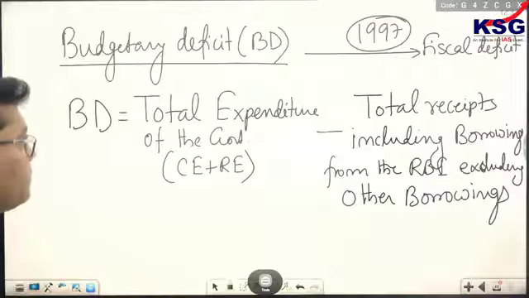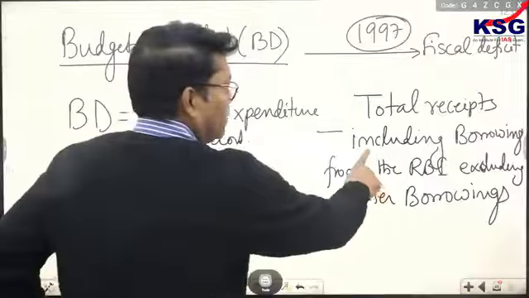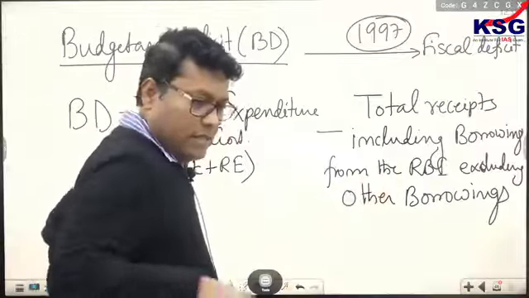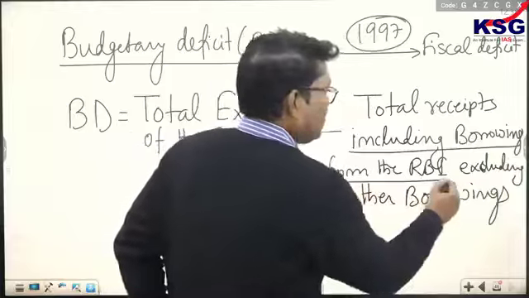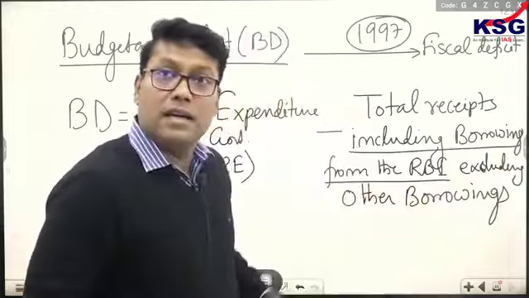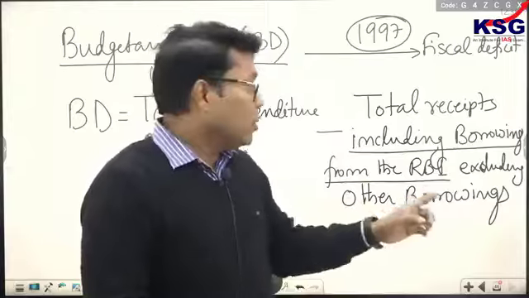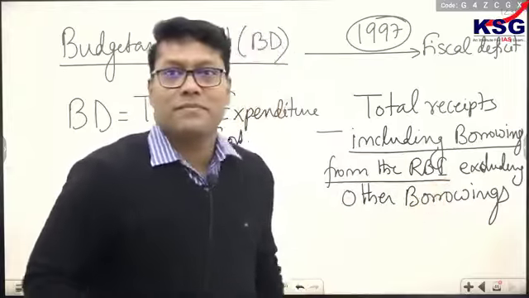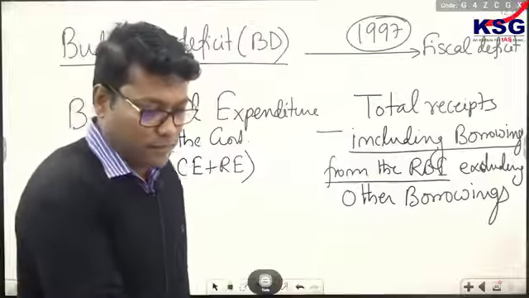Check. How much you borrowed from the RBI, it is included. See, here you are including borrowings from the RBI, and other than the borrowings from RBI, all other borrowings you are only excluding. Just check.